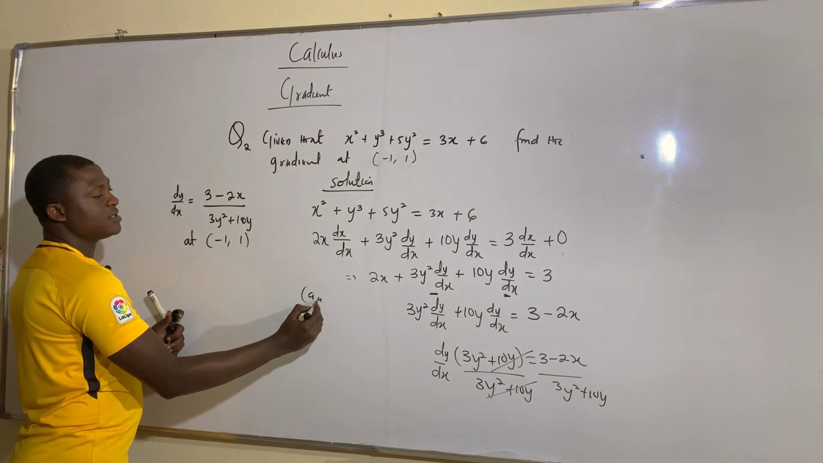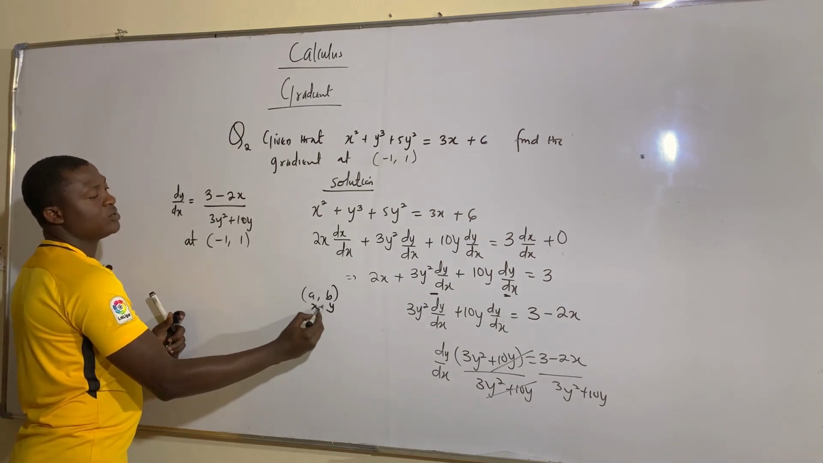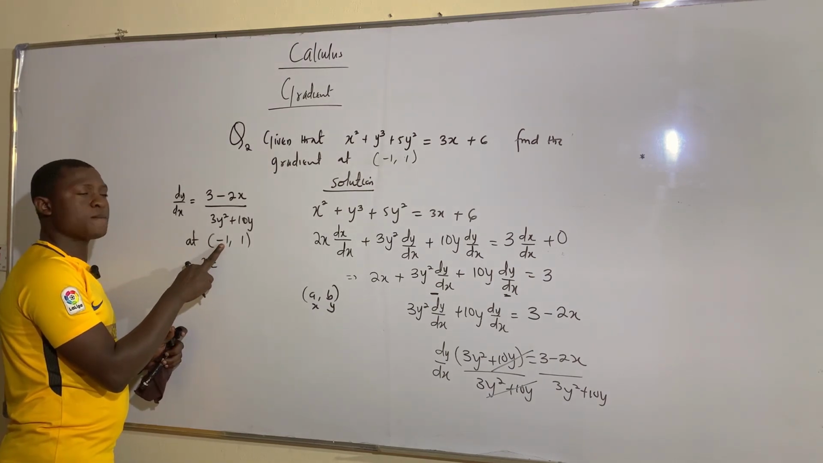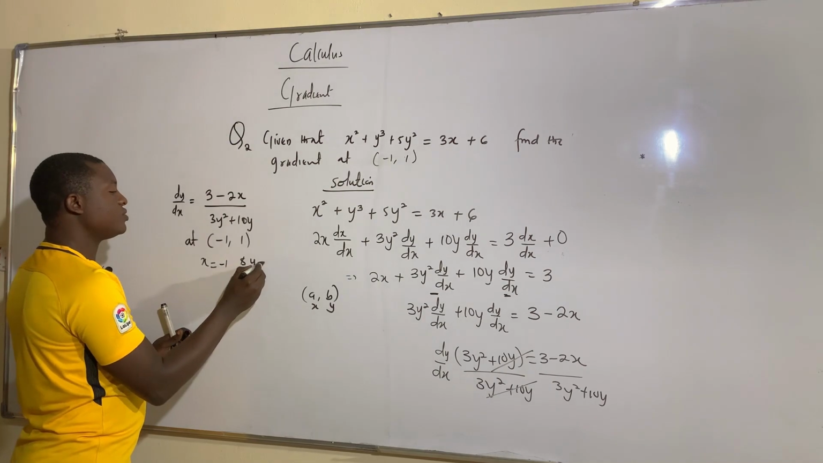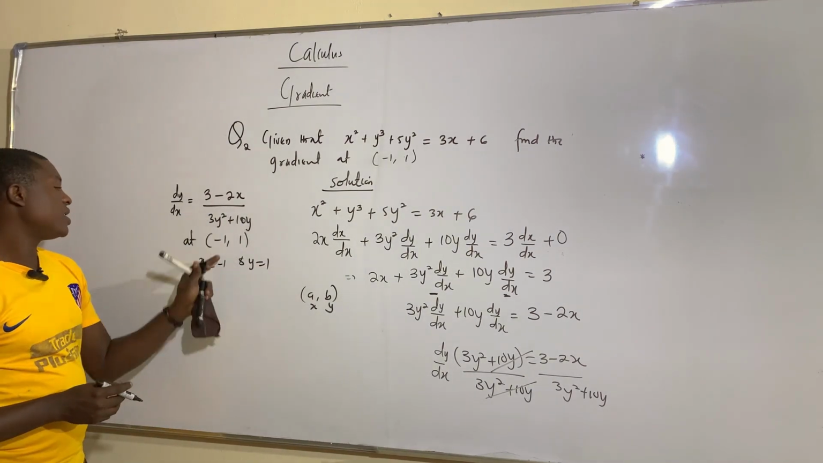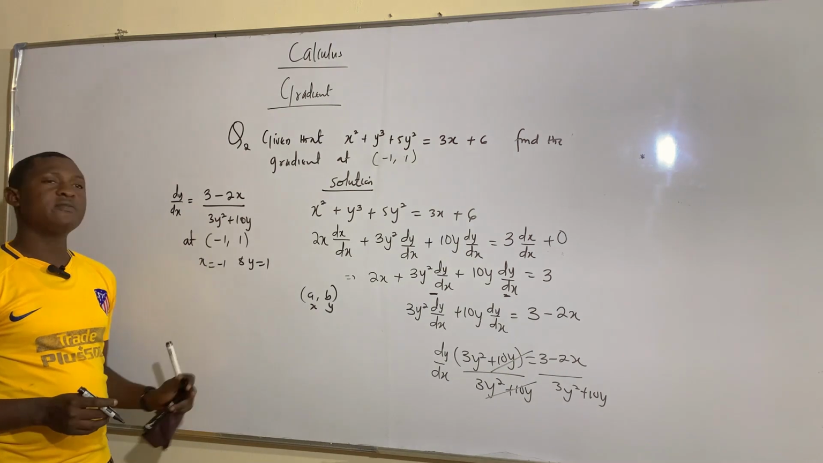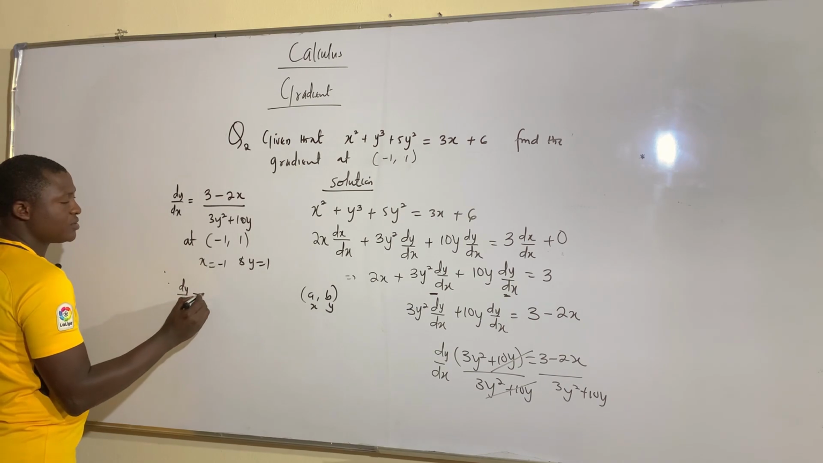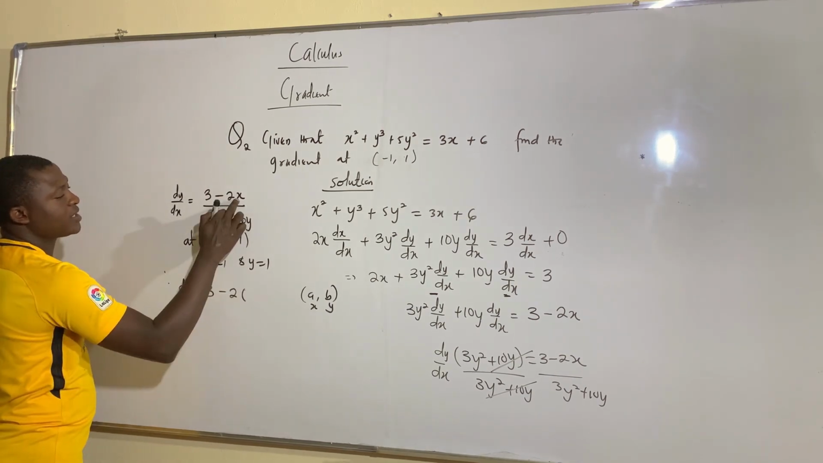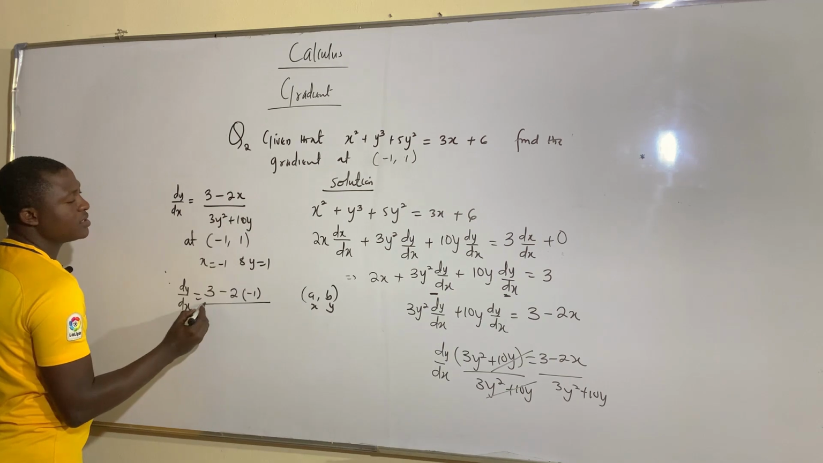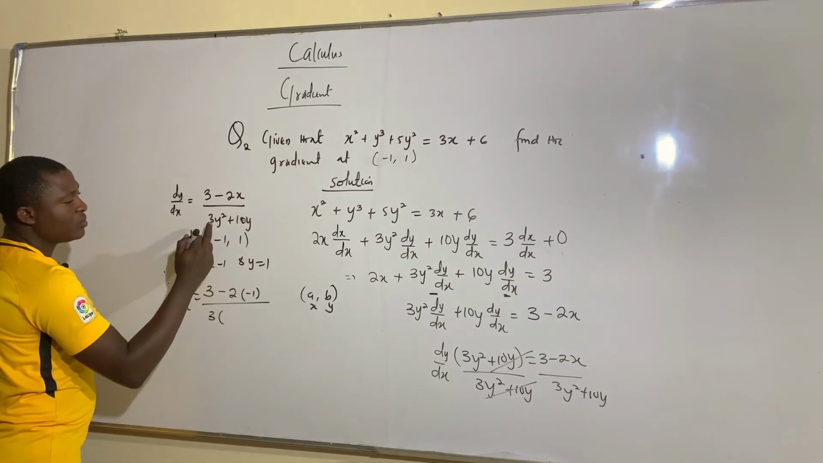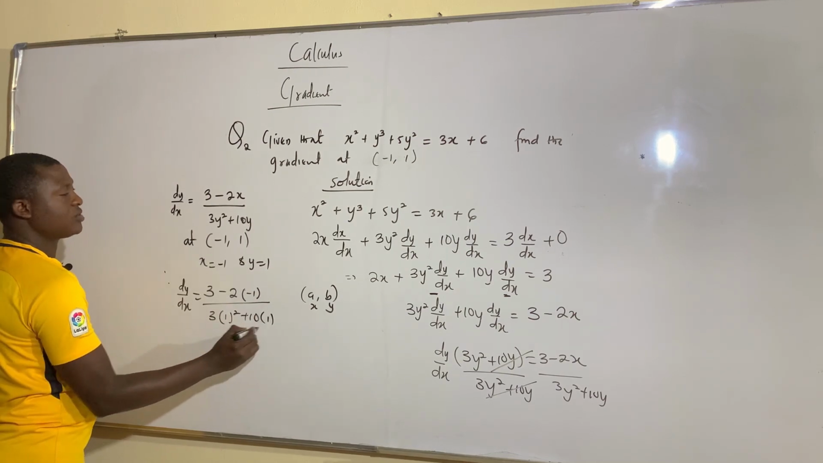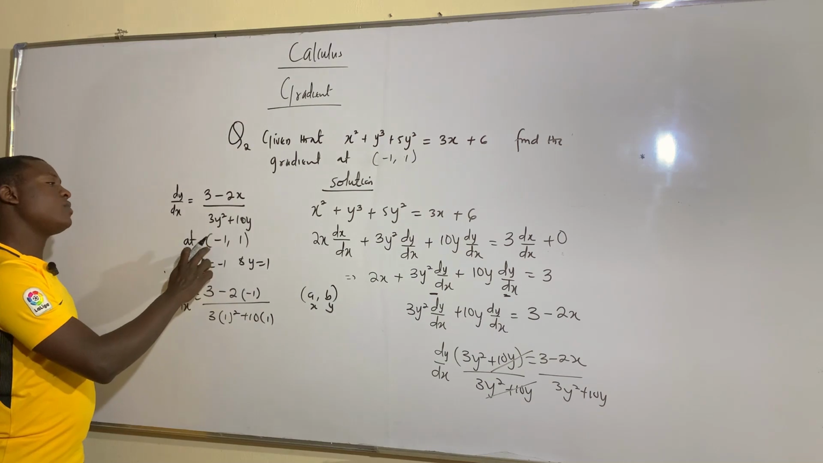So when we have a point like this, the first is always x and the second is always y. So here our x is going to be equal to what? Minus 1, and our y is going to be equal to 1. So in this result, I'll put the value of x to be minus 1 and the value of y to be 1. Therefore dy dx is equal to 3 minus 2 times x, which is minus 1, divided by 3 times y, which is 1, squared, plus 10 times y, which is also 1. Just a simple substitution after we have been given the point.